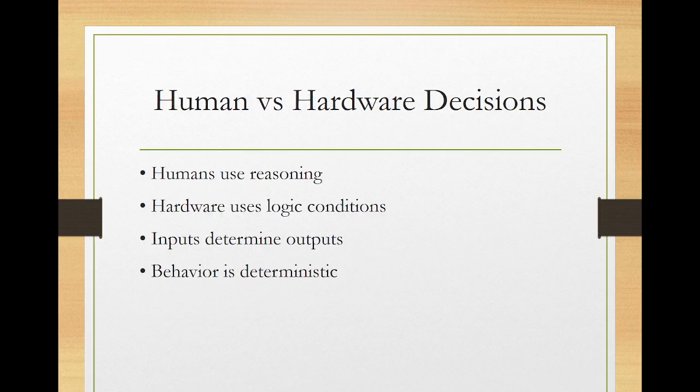Let's compare human thinking. If rainy, take umbrella. Hardware thinking. If signal equals 1, output on. Looks similar. But there is a huge difference. Human thinks, hardware doesn't. Hardware only follows logic relationships. No emotion, no guessing, no interpretation. Just pure logic.